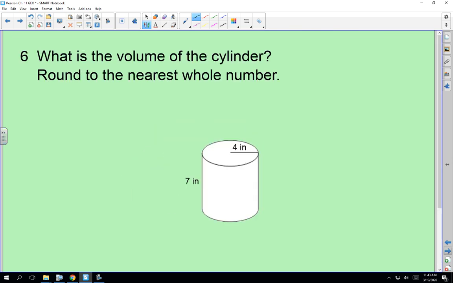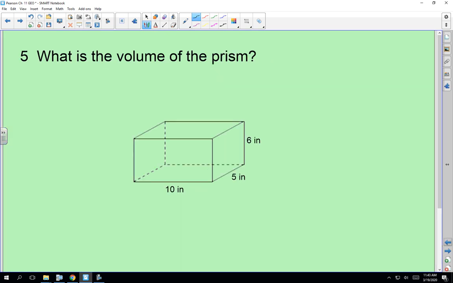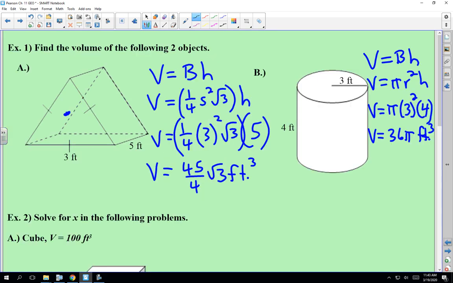Practice problems, a couple practice problems. You're going to get plenty of practice there as you work through the problems in the textbook. So that's it.